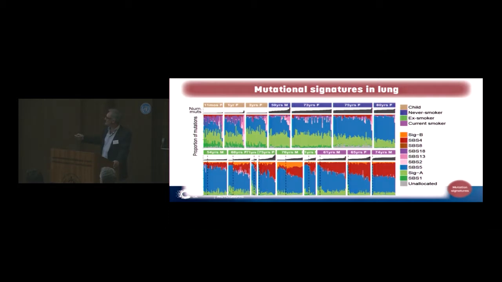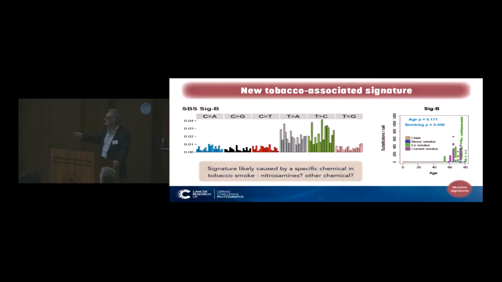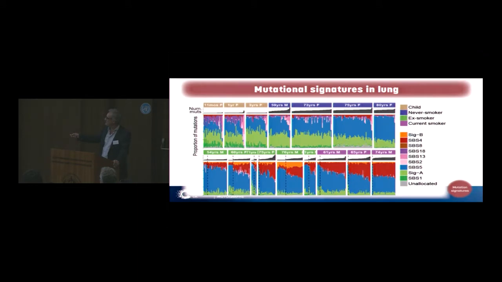And then finally, there's this other signature here which emerges in one of the patients, signature B, which looks like this, with predominant adenine mutations. And this is an entirely novel signature that we see really in this patient to quite an extent, and in some of the other smokers as well, but not at all in the never smokers. So we believe it is a tobacco-associated signature, much stronger in this person.